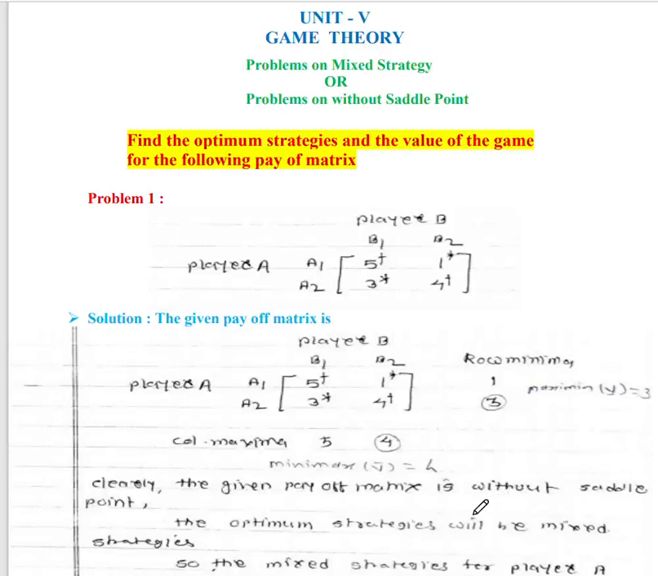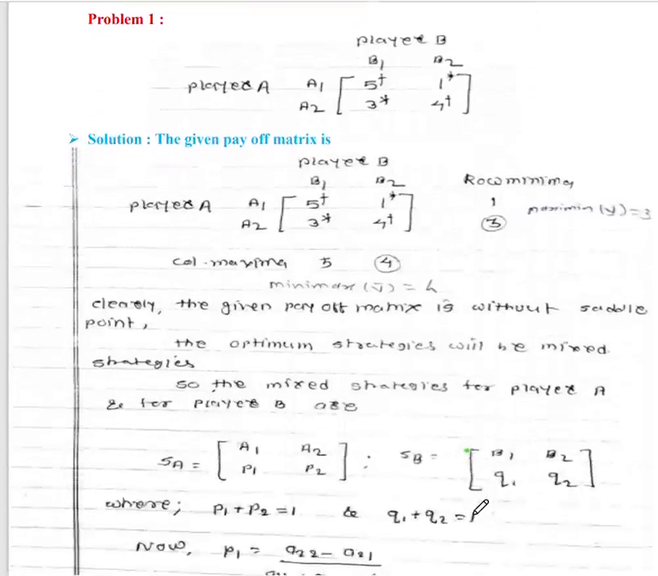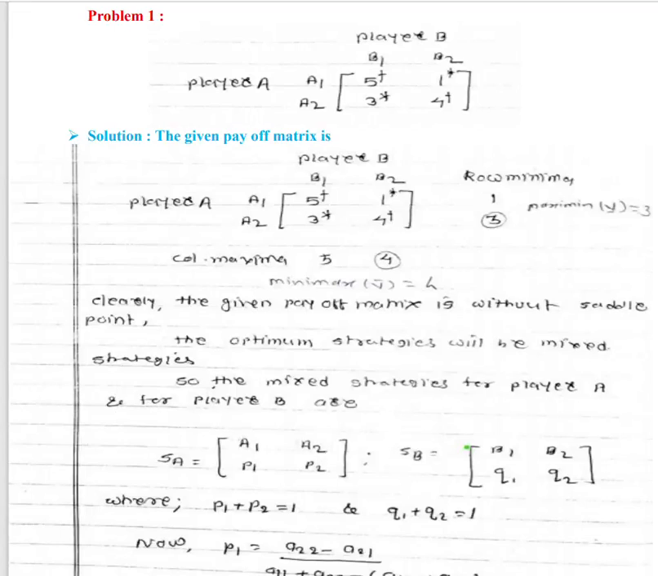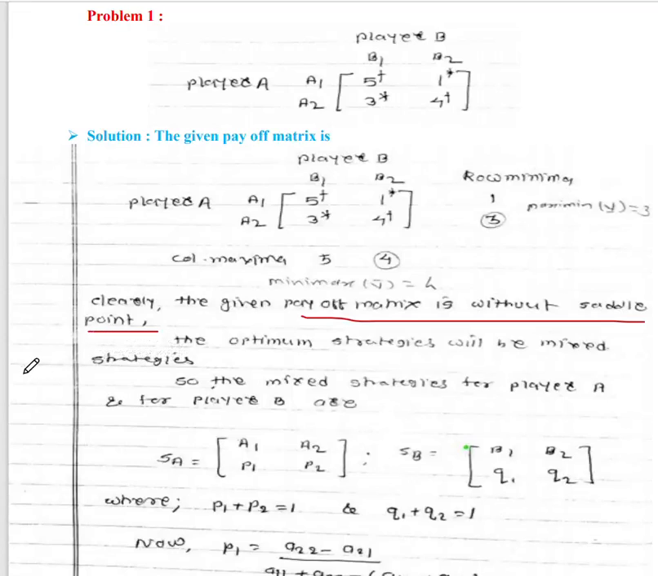If you observe this given payoff matrix, it is without saddle point. There does not exist any saddle point. That means there is no entry with both plus and star. So we can say that the given payoff matrix is without saddle point. That means the optimum strategies will be mixed strategies. Therefore we will consider the mixed strategies for player A.